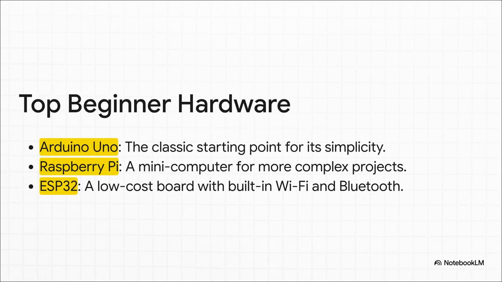And look, getting started with the hardware side of things, it's not nearly as scary as it might sound. These 3 boards are, hands down, the best places to start. The Arduino Uno is a classic for a reason. It's simple and the community is huge. The Raspberry Pi is basically a tiny computer for when you need more power. And the ESP32 is a fan favorite because it's cheap and has Wi-Fi and Bluetooth built right in.